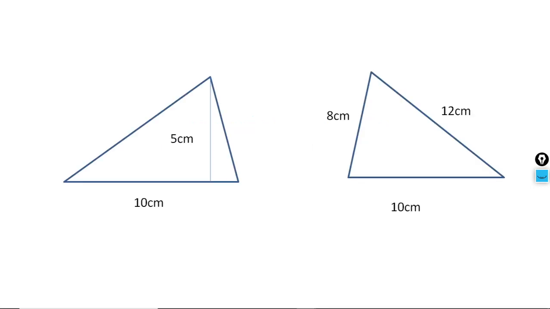Hello student, in this video I am going to discuss Heron's formula. Let us understand the concept of Heron's formula by taking some examples. In this case I have two triangles. In the first triangle base is given 10 and height is given 5. In the second triangle the sides are given to you: 8 cm, 12 cm and 10 cm.